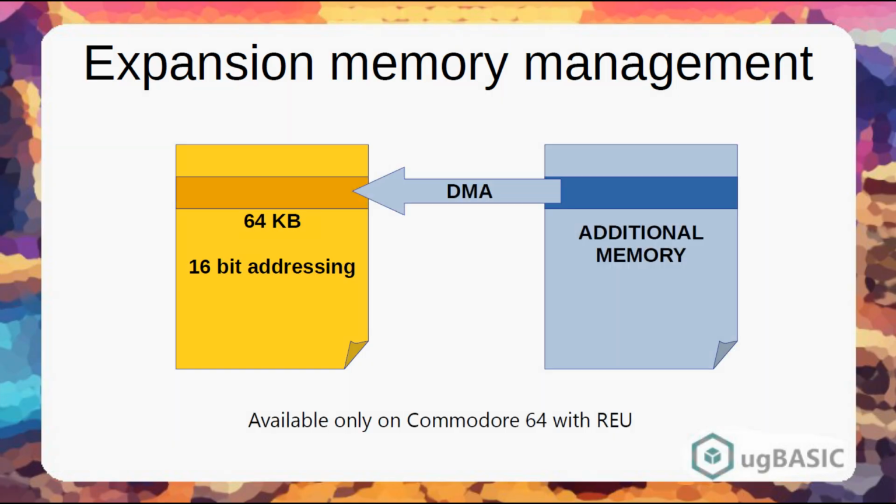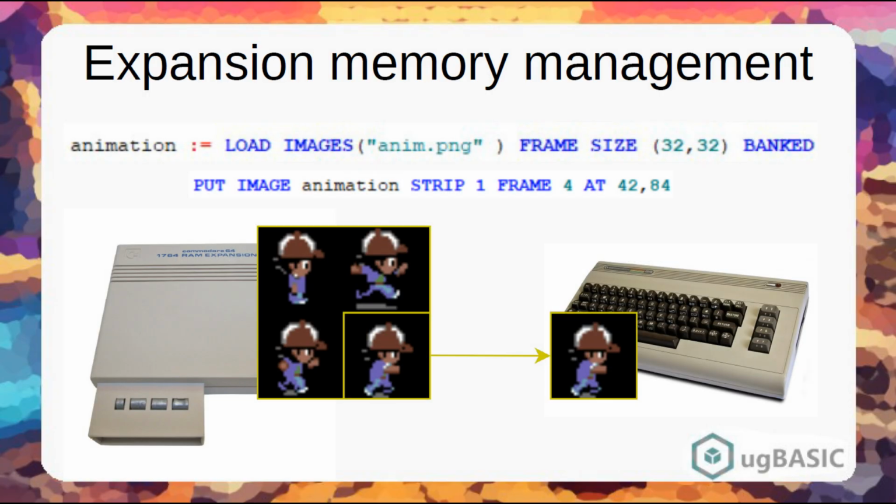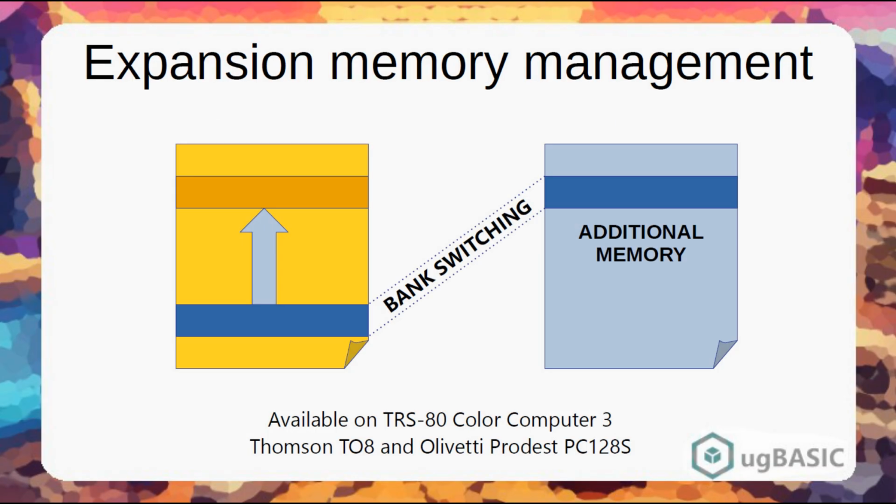If available, we could use the so-called direct memory access, DMA. DMA freed the CPU from repetitive tasks, such as transferring large blocks of data, improving overall system performance. The ugBASIC language causes graphics and other resources to be loaded into the REU and used for DMA, if you are working with the Commodore 64.